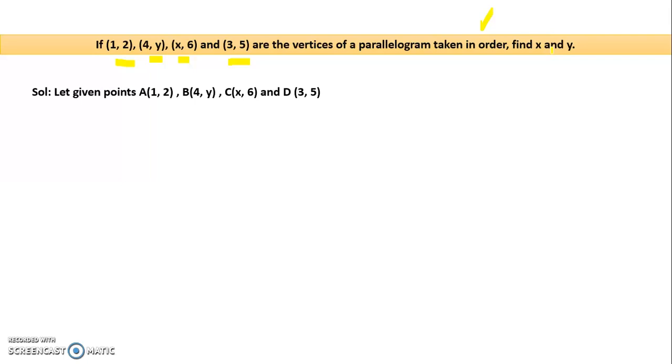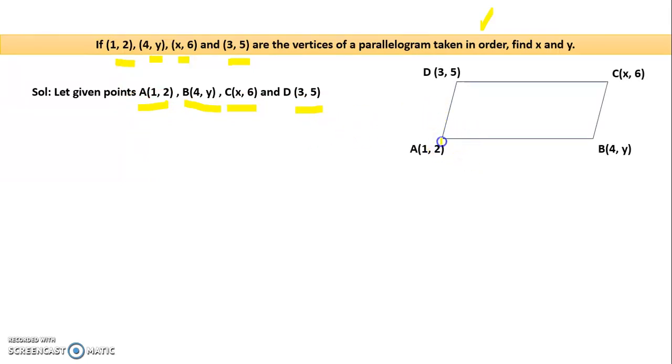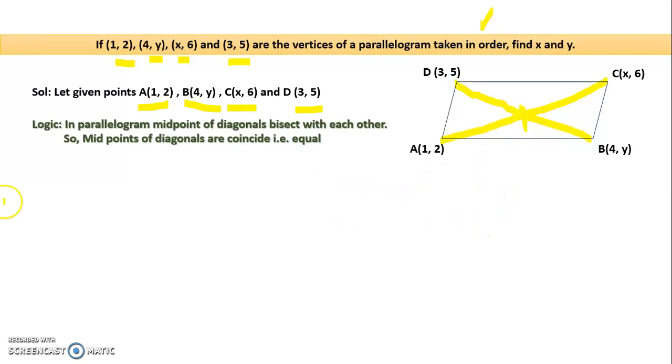So now coming to the solution. Let the given points be A, B, C, D. I have taken it as a parallelogram. So this is diagonal AC and this is diagonal BD. So this is the midpoint. And the logic is, in a parallelogram the diagonals bisect each other. So the midpoints of the diagonals coincide, that is, they are equal.